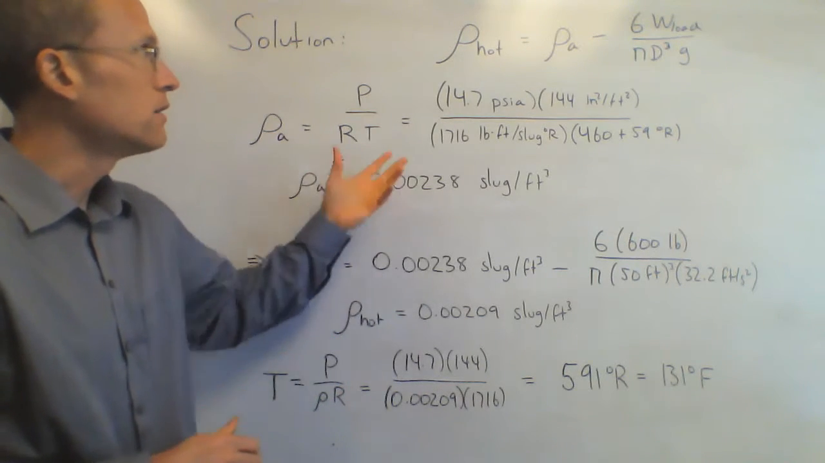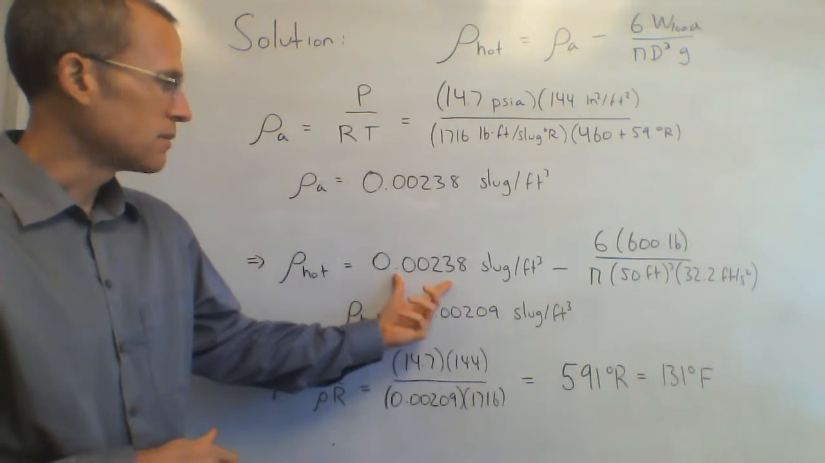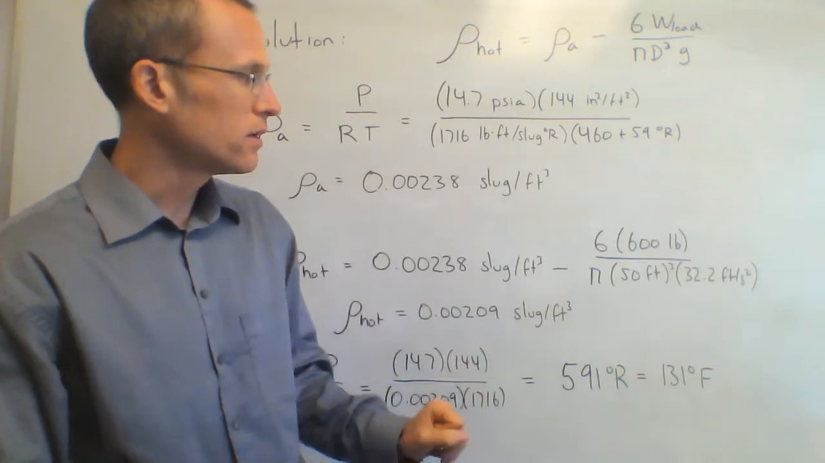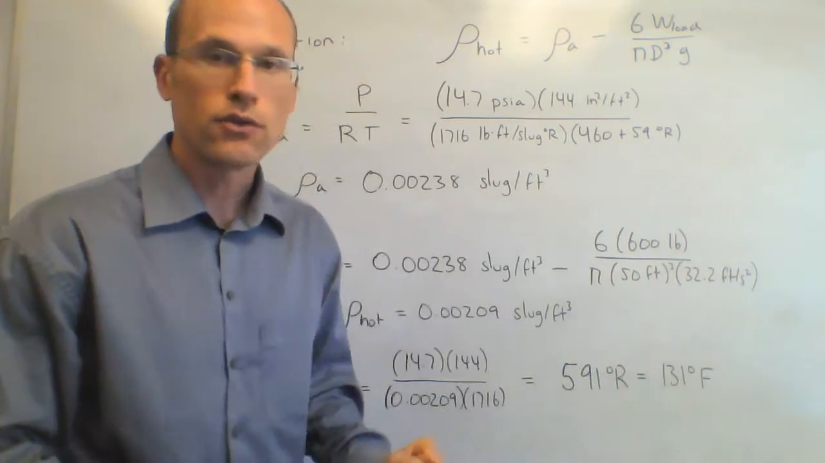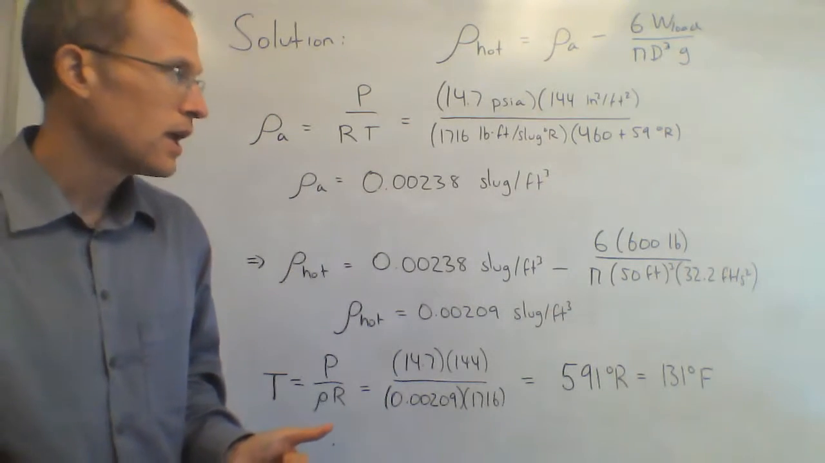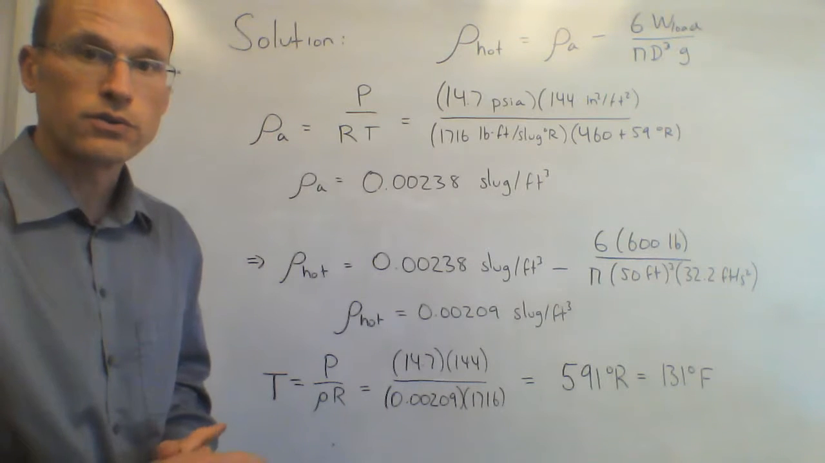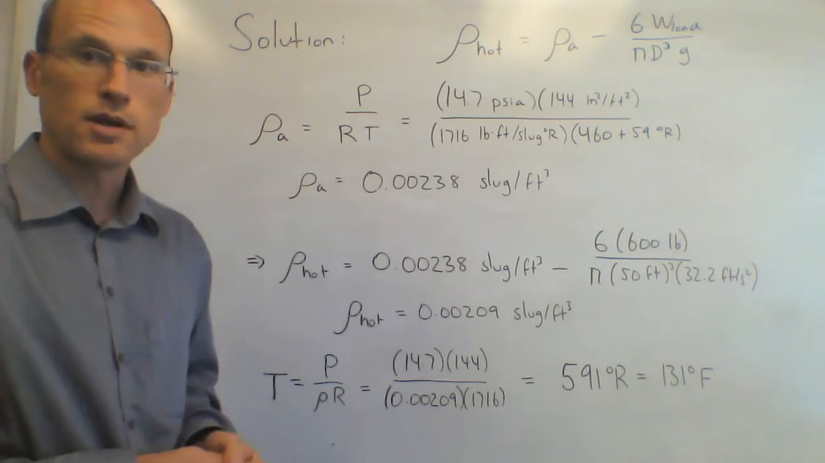And now I can plug that in to find my hot air density. So there's my ambient air density minus 6 times my 600 pound weight, pi, 50 feet diameter cubed, and gravity, 32.2 feet per second squared. Brings me a hot air density of 0.00209 slugs per cubic foot. So that's the air density that I need inside my balloon.